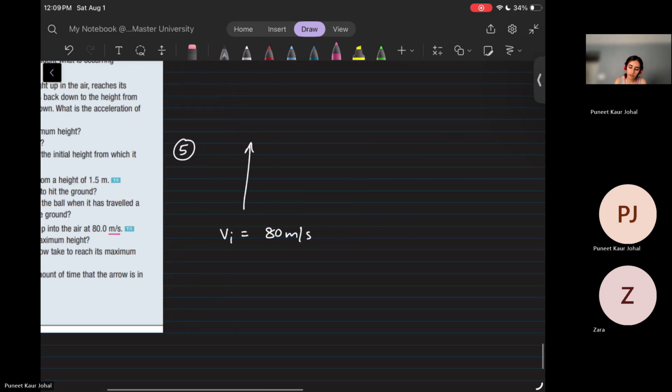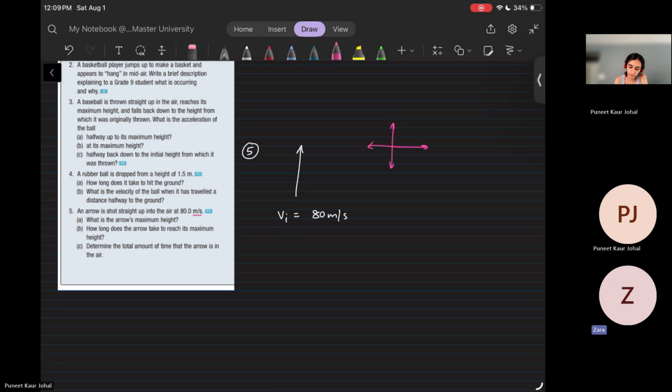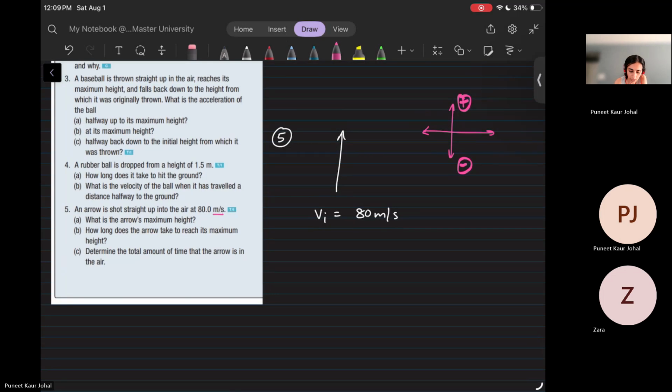You can choose again your default directions. Again, we don't really care about left and right because it's a vertical motion. So which one do you want to be your positive direction? Up or down? Up. Okay. There's no wrong choice. Both will be correct. We'll stick with that choice.